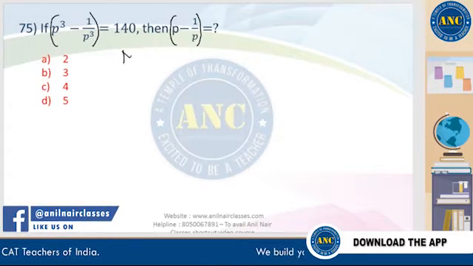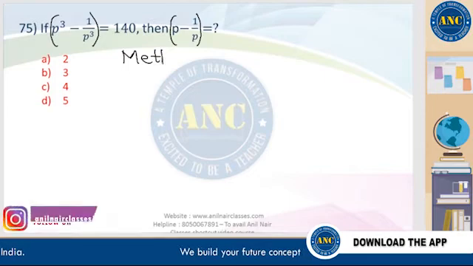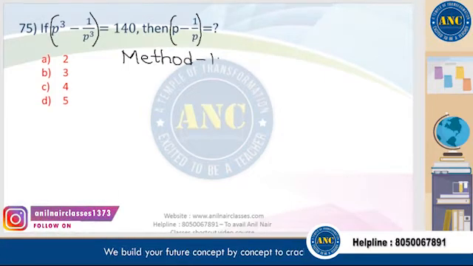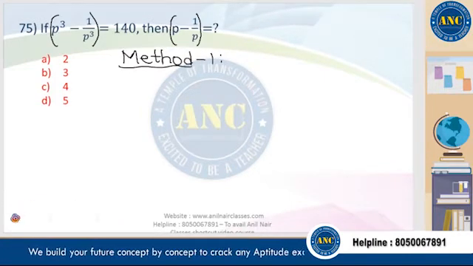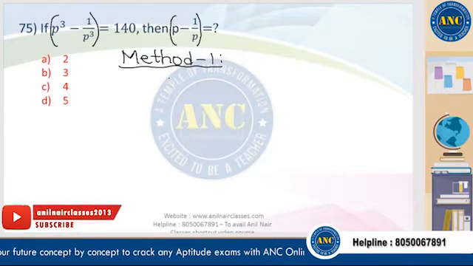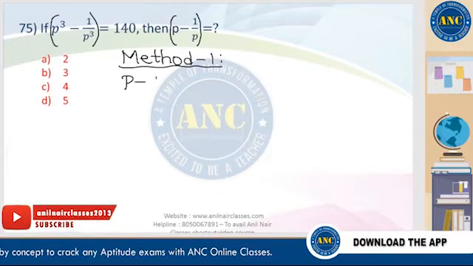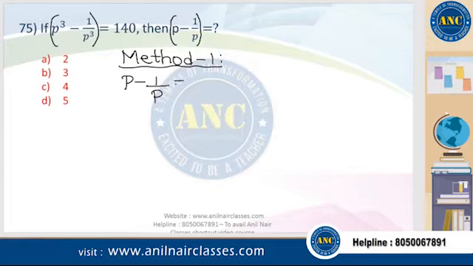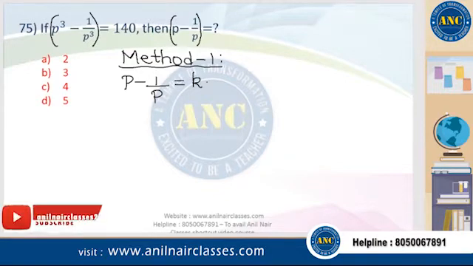Now method 1. Method 1 is a slightly lengthy method. I will not solve this method completely, but I will give you the hint of solving this method. I want to find the p minus 1 by p value. That I will call as some constant k.